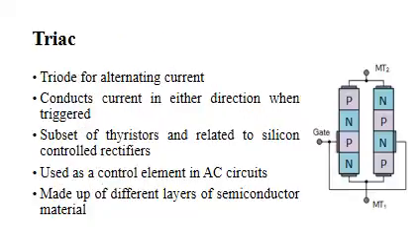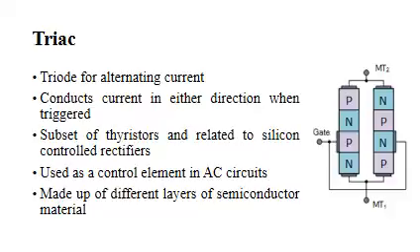Triac. The term triac stands for triode for alternating current. A triac is a three-terminal electronic component that conducts current in either direction when triggered. Triacs are a subset of thyristors and are related to silicon-controlled rectifiers. As suggested by its name, the bidirectional switch is commonly used as a control element in alternating current circuits.